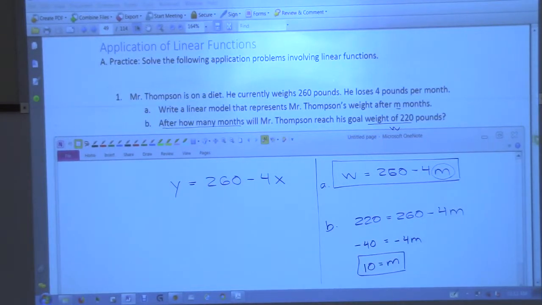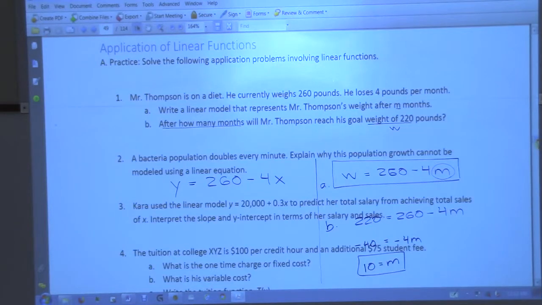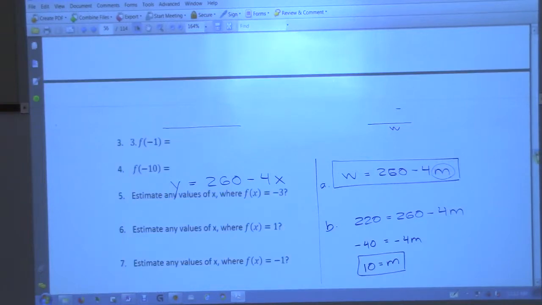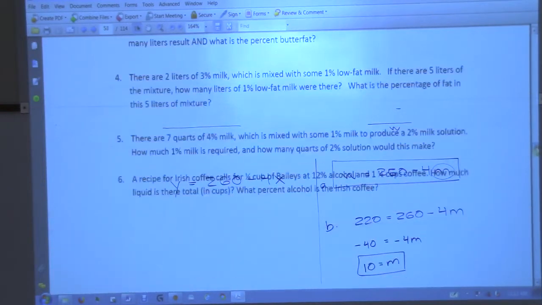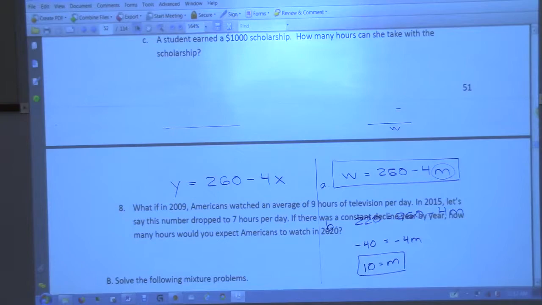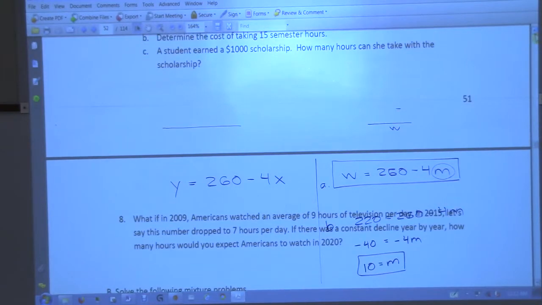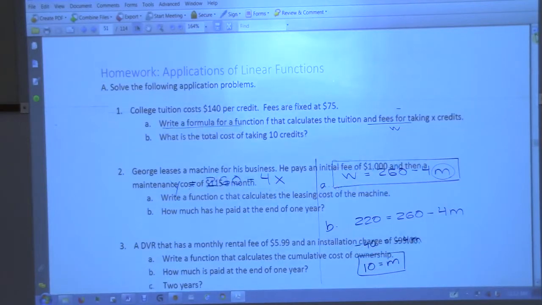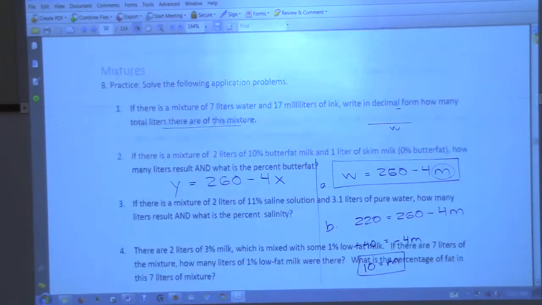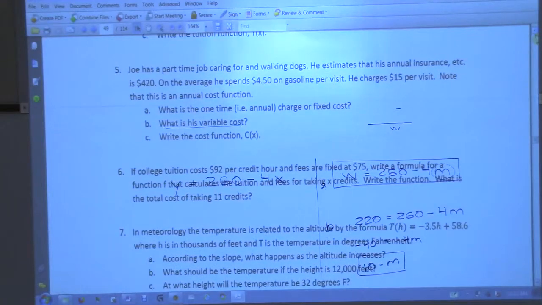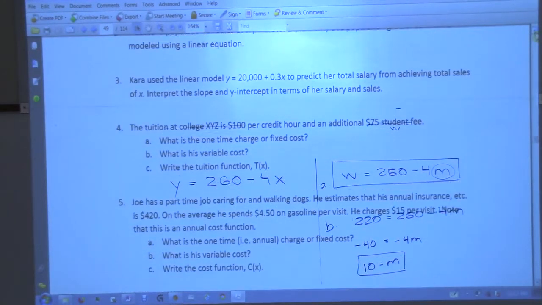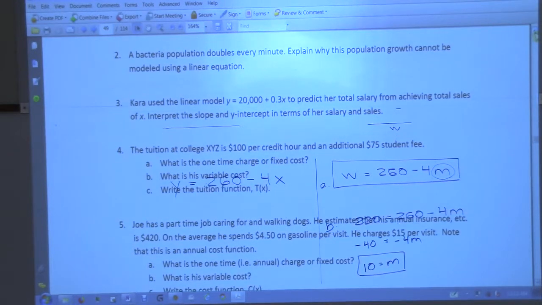All right, let's look at the next one. That's the homework. Okay, let's just look at number 2 real quick.